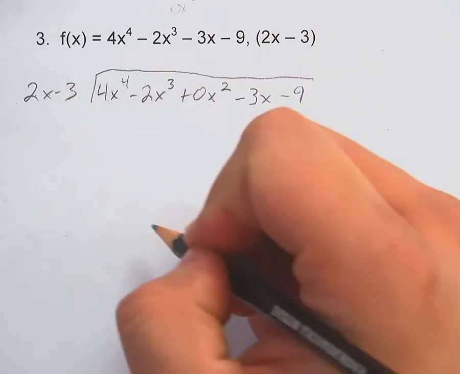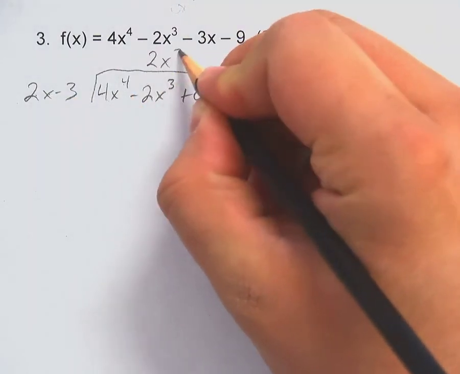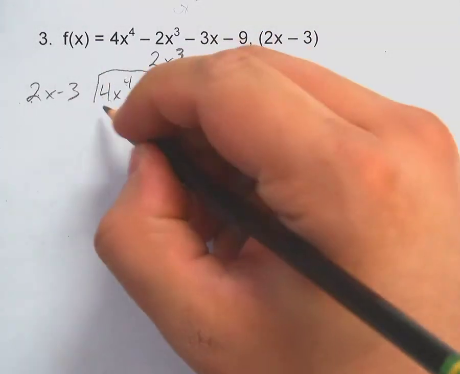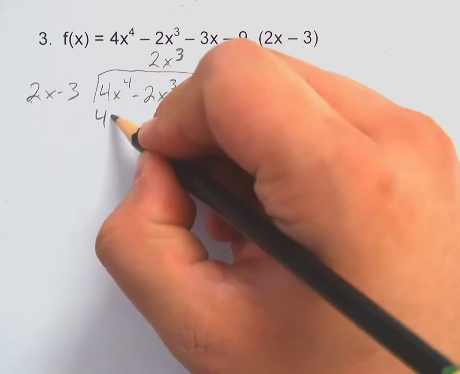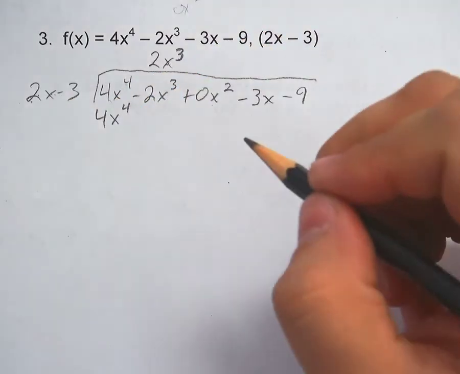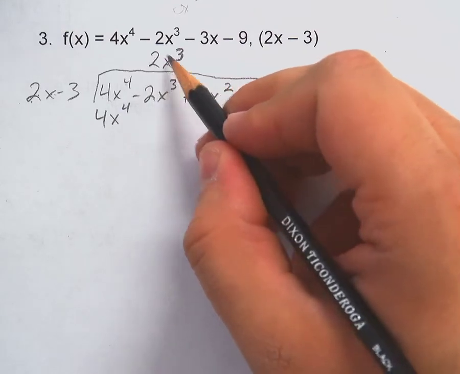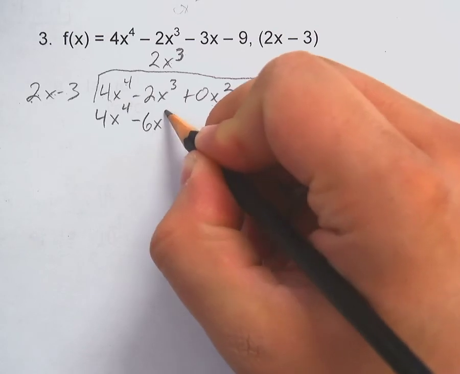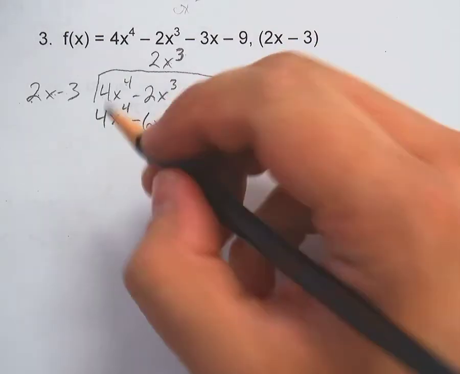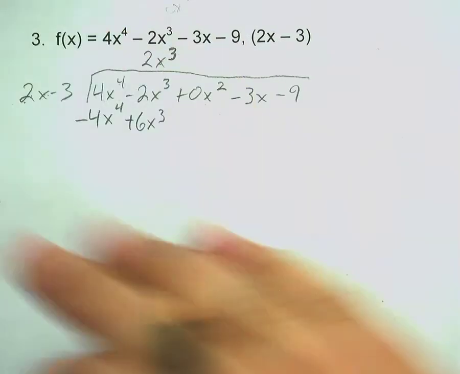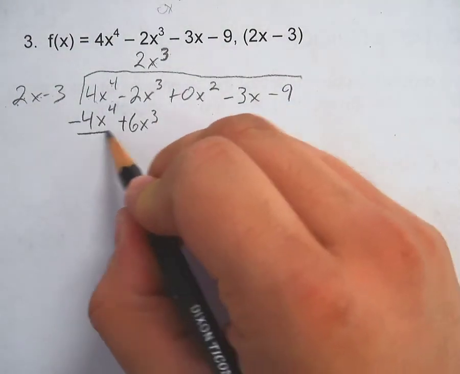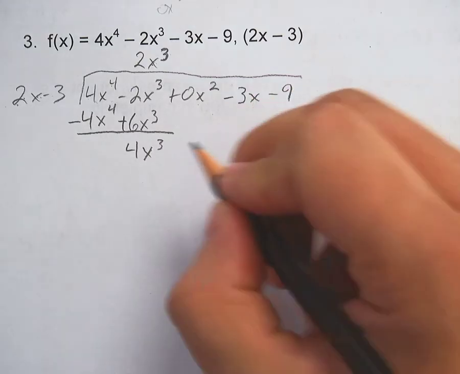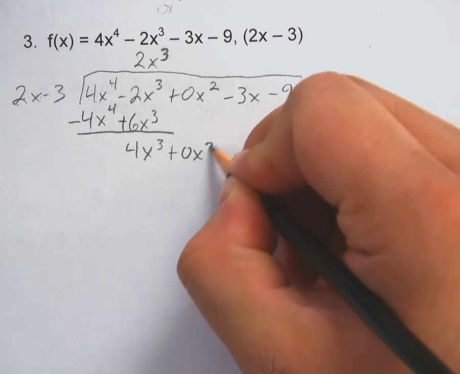X cubed times x gives you x to the 4th, so I'm missing a 2x cubed. So 2 times 2 is 4. X cubed times x is x to the 4th. Okay, so good. I know that one's going to work out okay. And then 2x cubed times negative 3 is negative 6x cubed. Change your signs. Bam! That'll be 4x to the 3rd plus 0x squared.